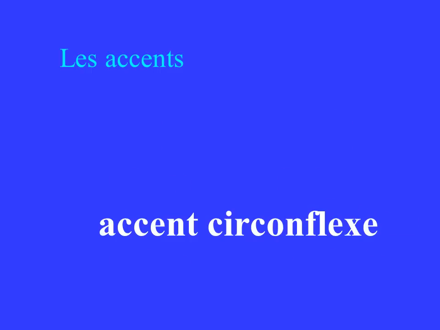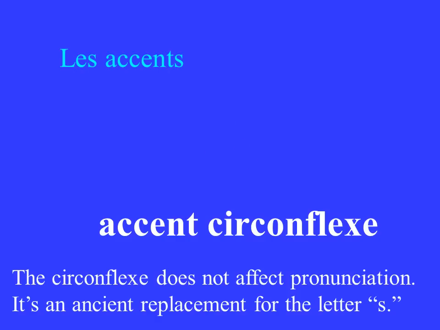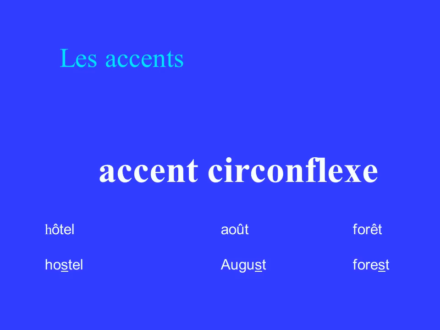All right, let's get to another accent. This is the 3rd accent, and it's the accent circonflexe. Looks like a little tent. Goes over vowels. The circonflexe does not affect pronunciation. It's an ancient replacement for the letter S. So these words should look familiar to you. Hôtel, we have hotel in English. Used to be that, but this word still exists in English as well.